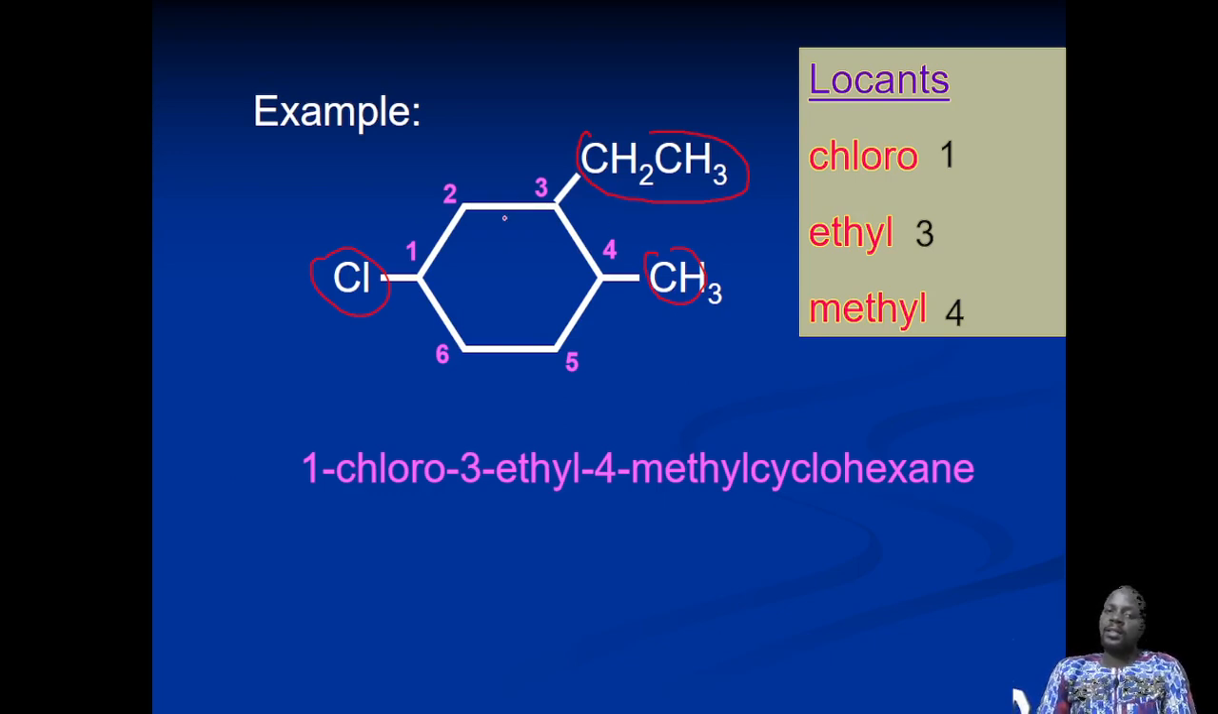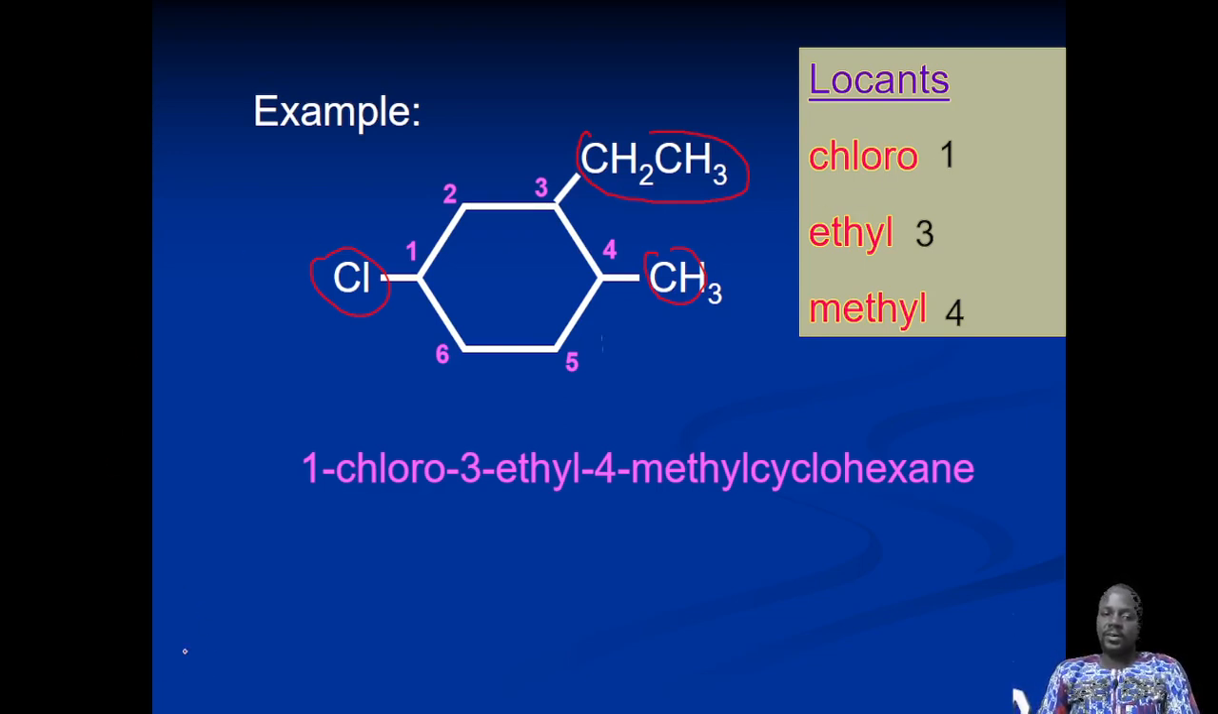So to name it, the parent is cyclohexane, we know that. Then the first one is 1-chloro, the second one is 3-ethyl, the third one is 4-methyl, then you put the parent name. You don't put a comma here because you are not separating numbers. Whenever you are adding a substituent, it is the number, then hyphen. Please, I beg you, don't make a mistake, because examiners nowadays also test that.